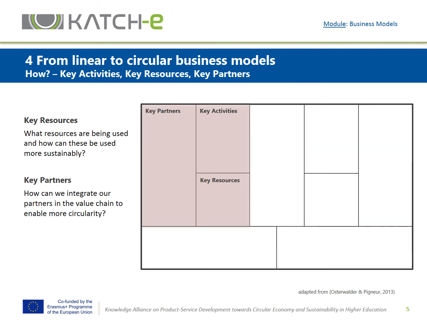On the back-end side of the business model, the key resources used are important to consider in terms of their environmental impacts. This especially accounts to energy and resource-intensive industries and the use of scarce and non-renewable resources. The question then becomes how these can be used more sustainably. The circular economy model emphasizes the importance of collaboration in the value chain to enable the desired product cycles. Therefore, the question of how key partners can be better integrated in the value chain is important to consider.